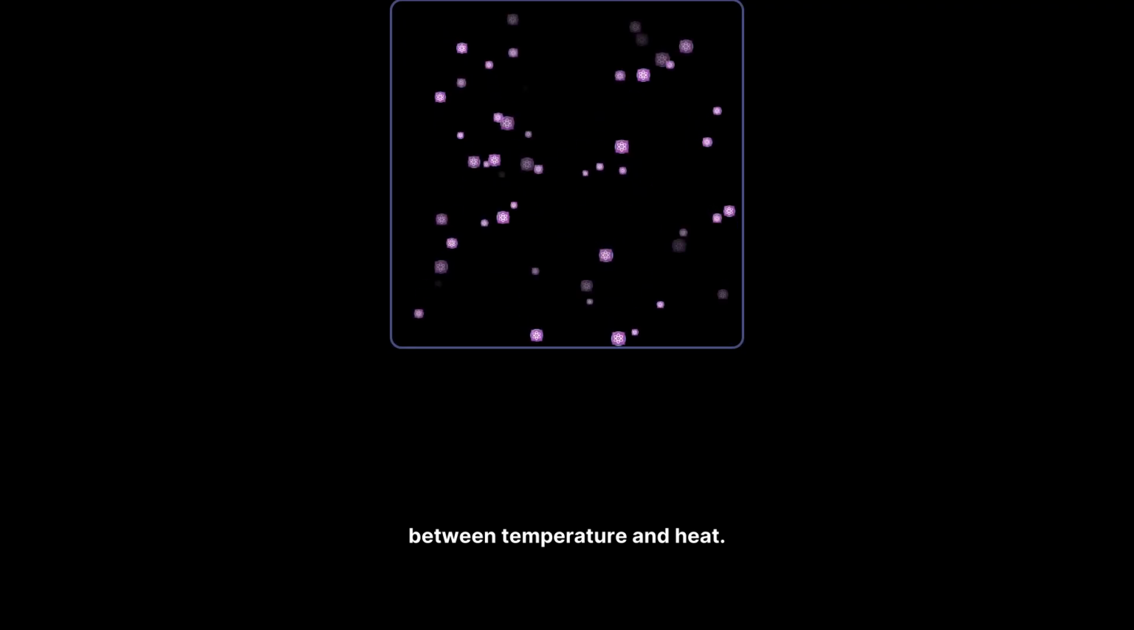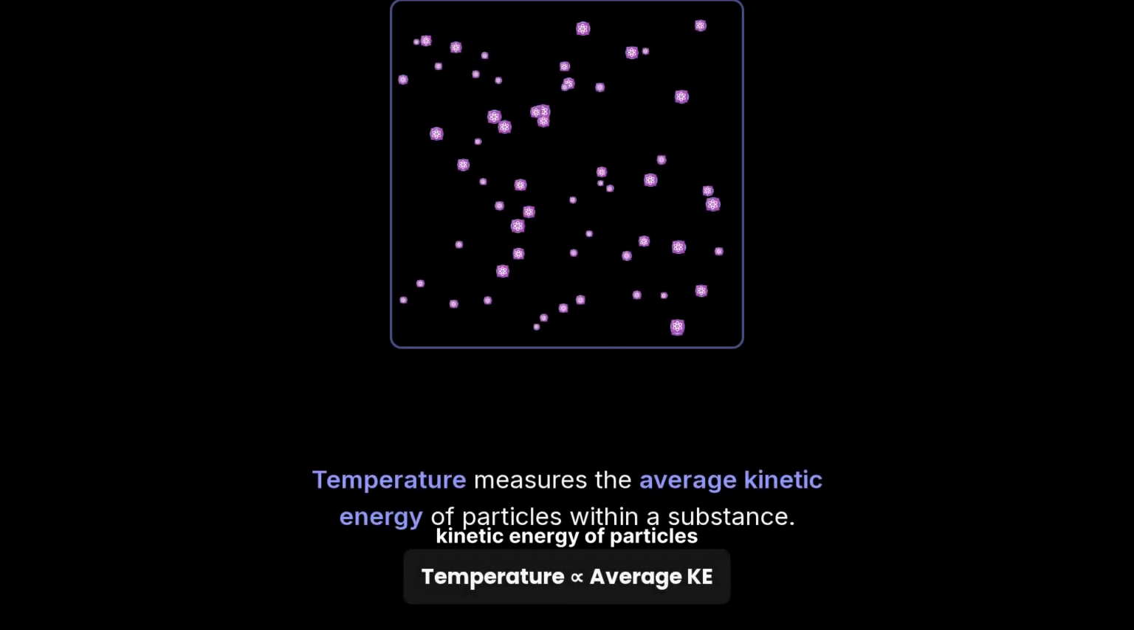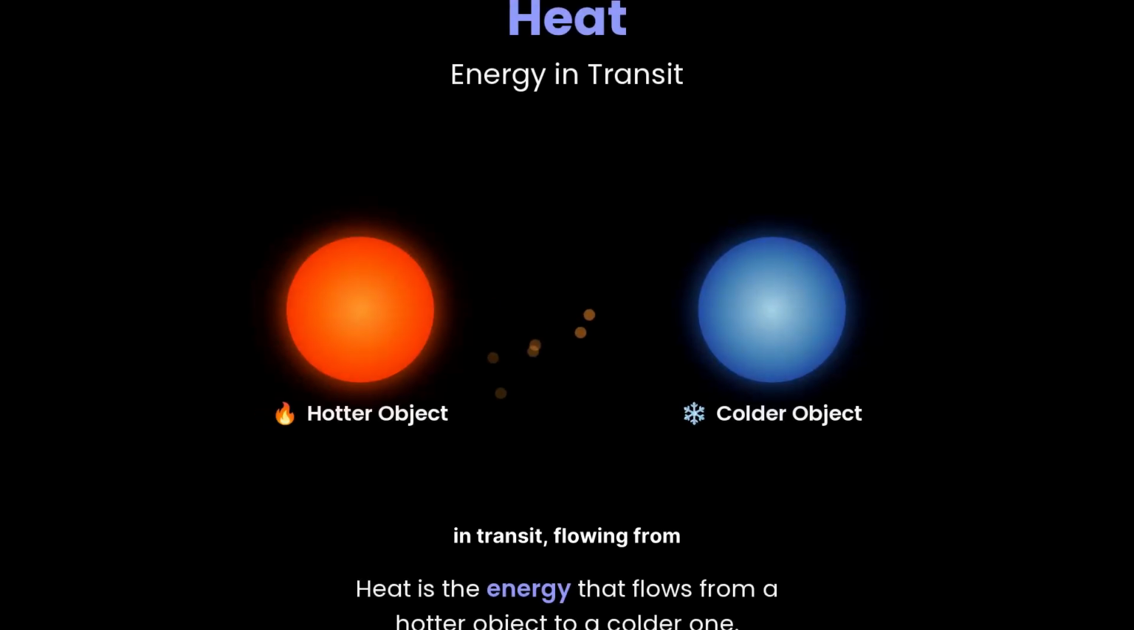It's vital to distinguish between temperature and heat. Temperature measures the average kinetic energy of particles within a substance. Heat, on the other hand, is the energy in transit, flowing from a hotter object to a colder one. Specific heat is the amount of energy required to raise the temperature of 1 unit of mass of a substance by 1 degree Celsius or Kelvin.